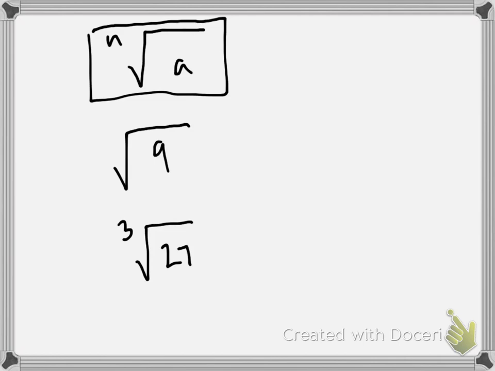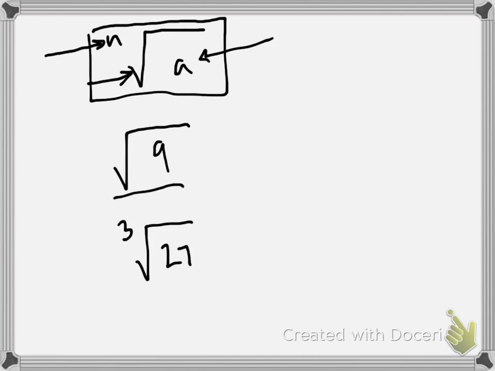So in the nth root of a, there's three pieces that make up this expression. This thing right here is called the radical sign. Up top here, this value, which will be a number for us, is going to be called the index. And then the number inside here is called the radicand. So we have a radical sign, index, and radicand, the three pieces there. I've written a couple of examples down below.